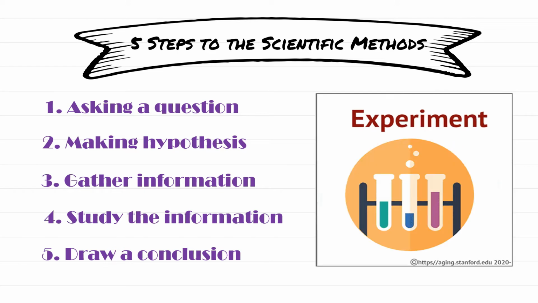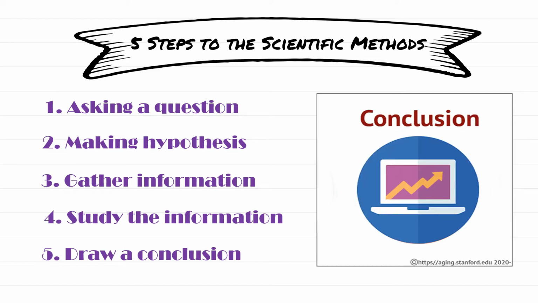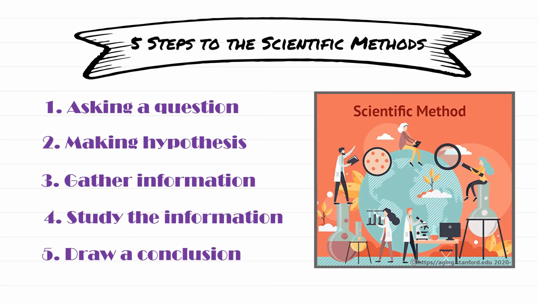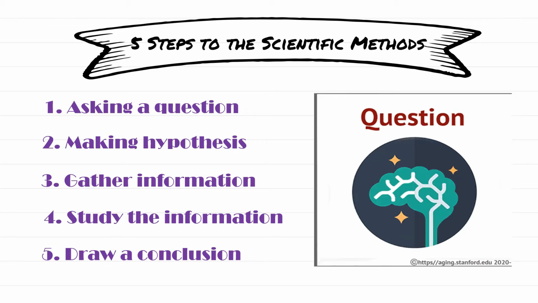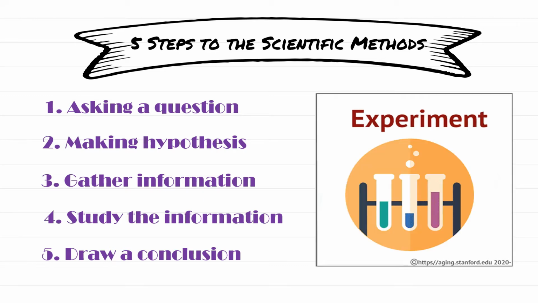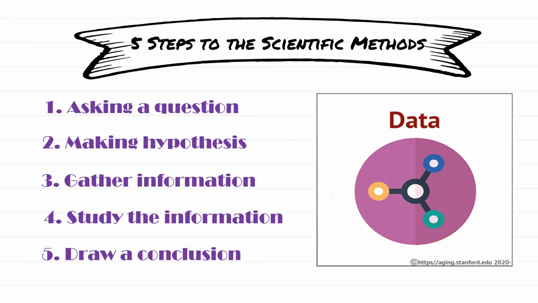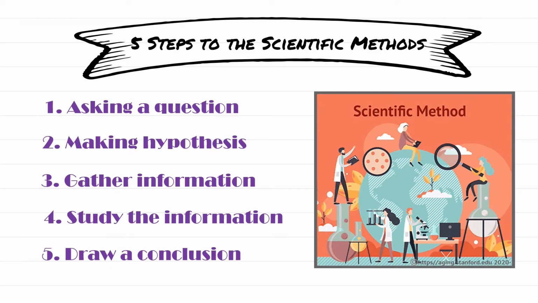Okay. Again, what are the 5 steps of the scientific method? Number 1, asking a question. Number 2, making a hypothesis. Number 3, gather information. Number 4, study the information. And the last one, draw a conclusion. Do you understand? Okay, very good.